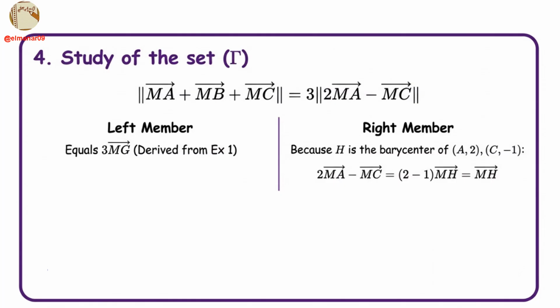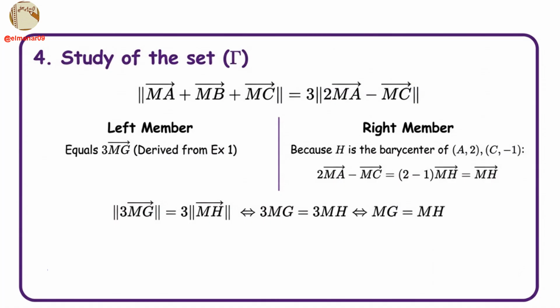Look at the logical transition in the middle of the image. This is where everything becomes clear. The equation becomes the norm of 3 times MG equals 3 times the norm of MH. By simplifying by this number 3 on both sides, we reach a conclusion of absolute simplicity. MG equals MH. My dear children, think for a moment.